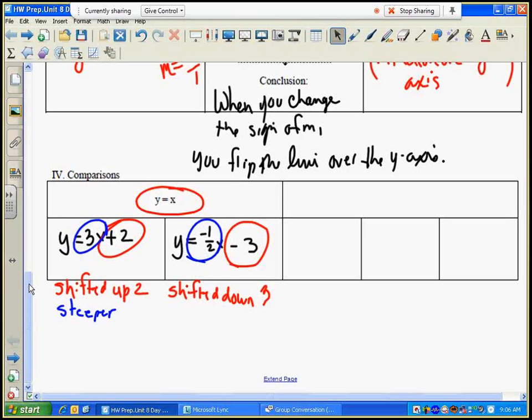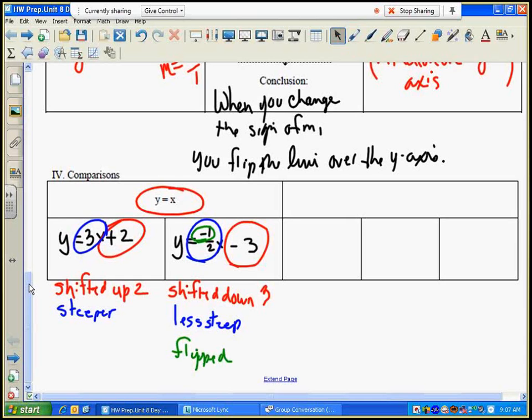1 is 1 away from 0. Negative 1/2 is a half away from 0. So negative 1/2 actually has a less absolute value. Therefore, it's going to be less steep. So the closer you are to 0, the less steep your line is. Okay. Lastly, positive 1 to a negative 1/2, that sign has been changed. This graph will also be flipped over the y-axis. So all 3 changes have occurred on that one.